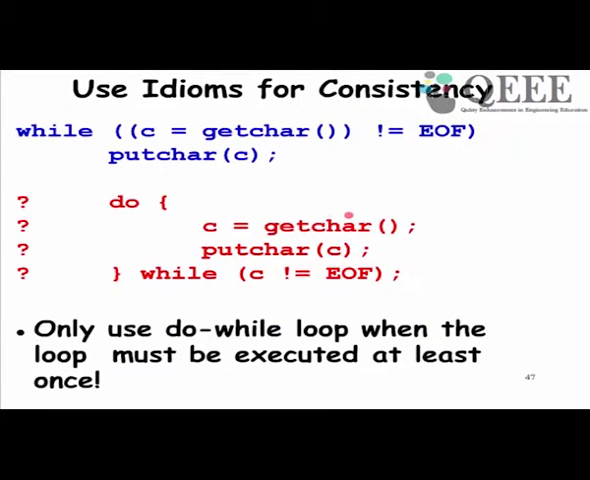This is another C idiom. This is to get characters from a stream until we have end of file: while (c = getchar()) != EOF, putchar(c). But if you write it like this, it is not an idiom, and it can be buggy. For example, should the first character be read? What if the first character is EOF? And so on. So this code is not preferred.